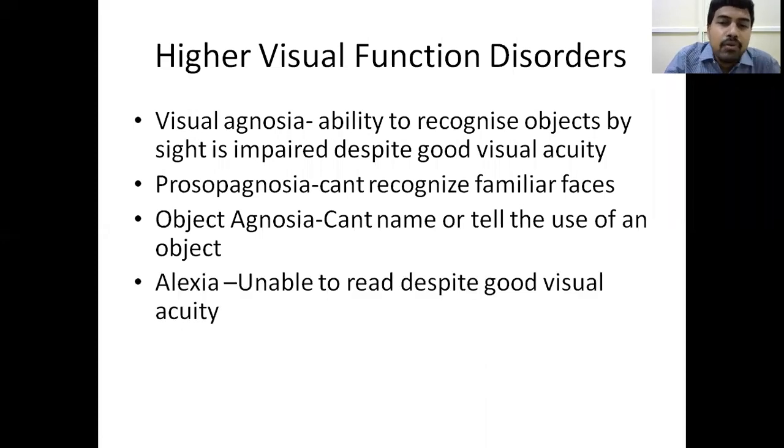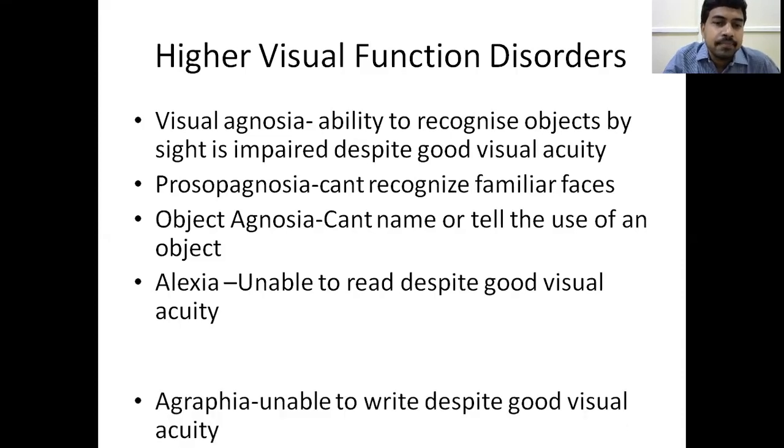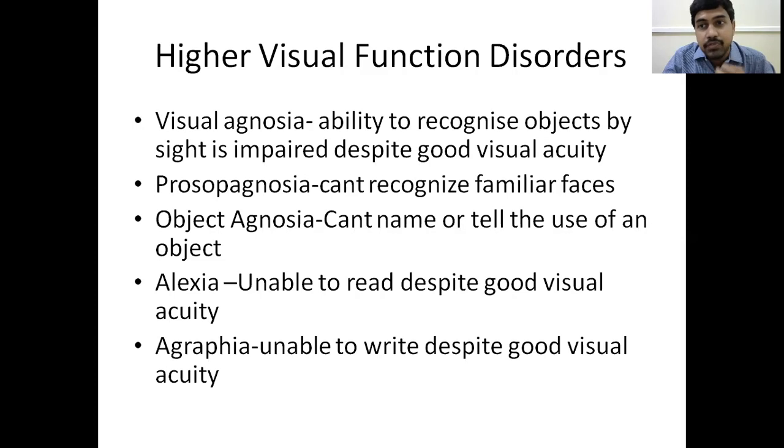Alexia, unable to read despite good visual acuity. The visual acuity is good, still he is unable to read. Dyslexia means difficulty in learning or difficulty in reading. Alexia means unable to read, completely unable to read. Agraphia, unable to write. His visual acuity is good, but he's unable to write. Here, illiteracy should be ruled out. If he's illiterate, of course, he cannot write. If he is literate, but still he's unable to write, then it is agraphia.